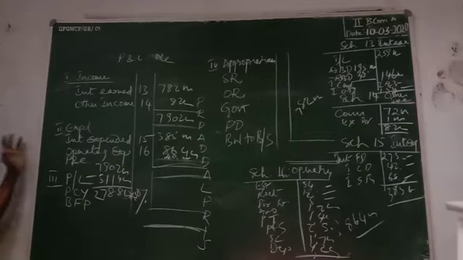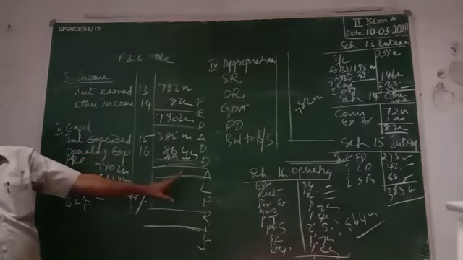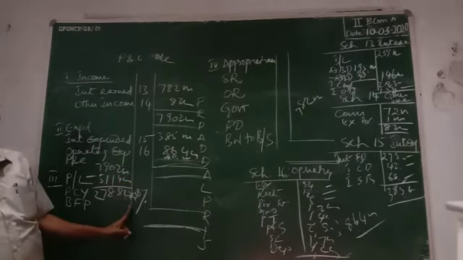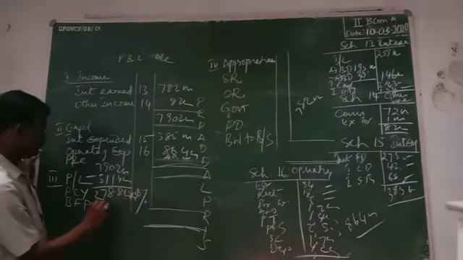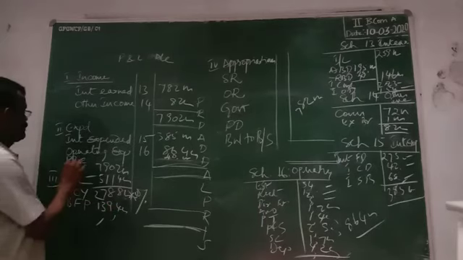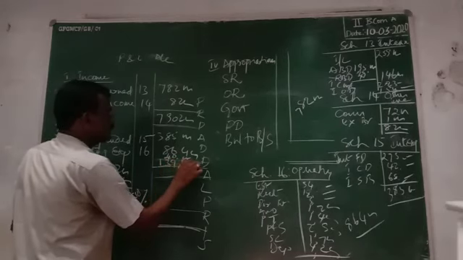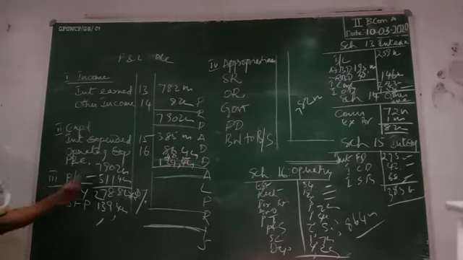How to calculate? 50% of the profits before taxation, that is, total income less total expenditure before taxation, 2,78,800. 50% of the profit comes to 1,39,400. So provisions and contingencies total 1,39,400.